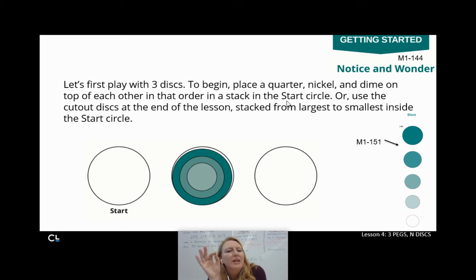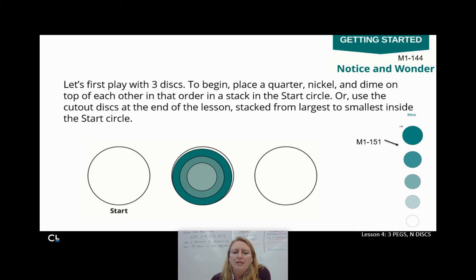All right, let's first play with 3 discs. To begin, you can use coins. You can place a quarter, nickel, and dime on top of each other in that order in a stack in the start circle. Oh, mine's not in the start circle. Sorry, my bad. I will fix that.